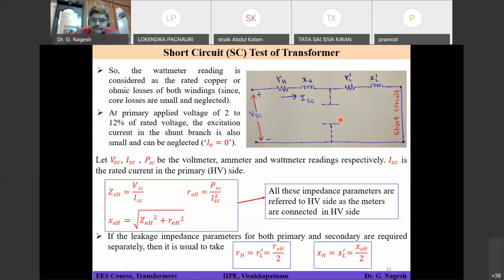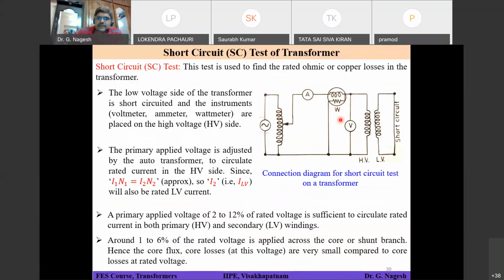Sir, so why is the primary side high voltage? Okay, this is a very valid point and a very good question. I have stated that.